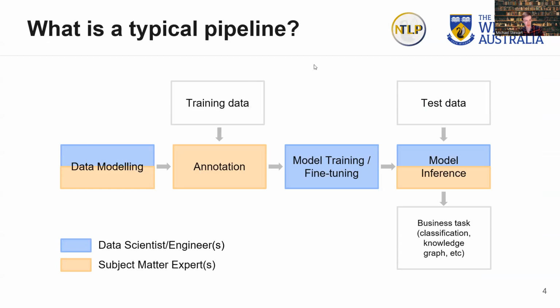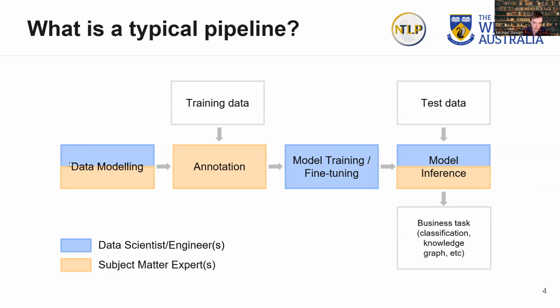So now I'd like to talk about a typical pipeline, an AI or a natural language processing pipeline that can be used to do something like this, or really any kind of classification task. And you can see I've color coded them here. So we've got data modeling, annotation, model training, fine tuning, and inference. And the blue boxes represent tasks that are typically going to be performed by data scientists or data engineers. And the orange ones are subject matter experts.